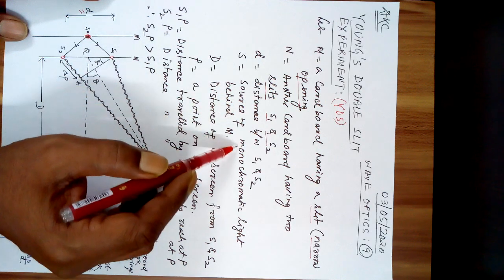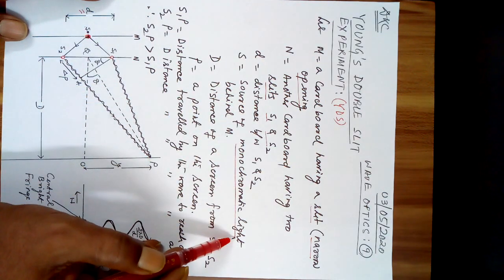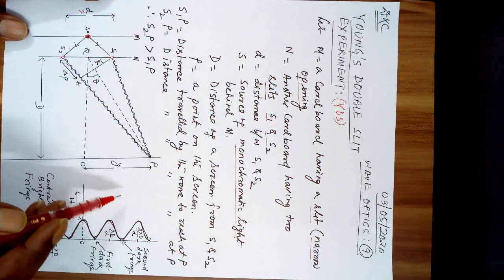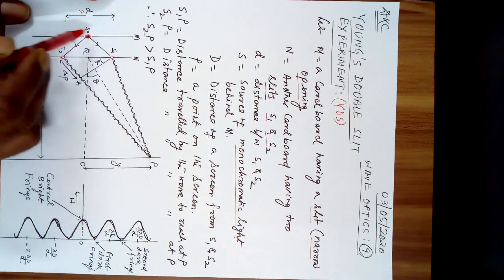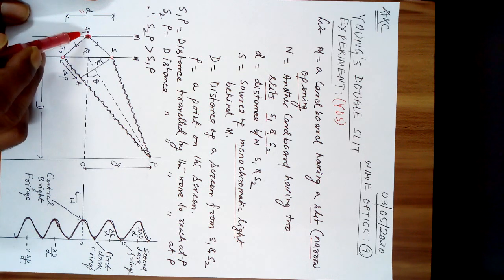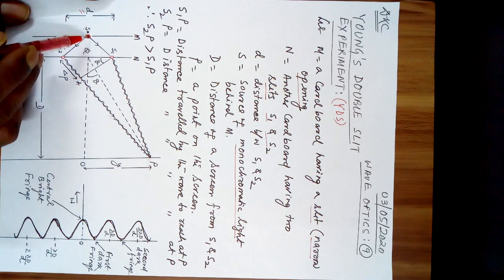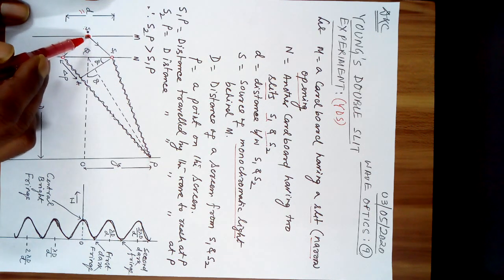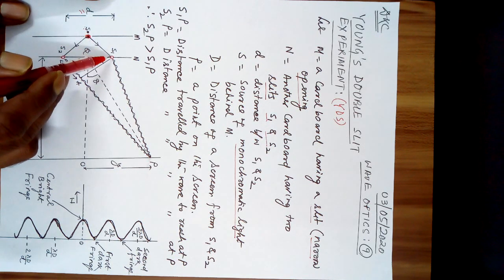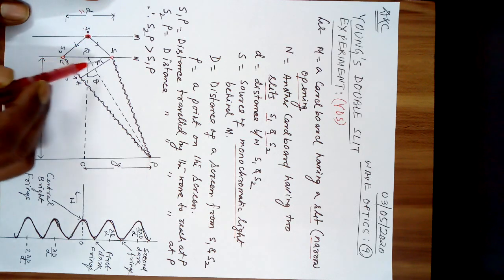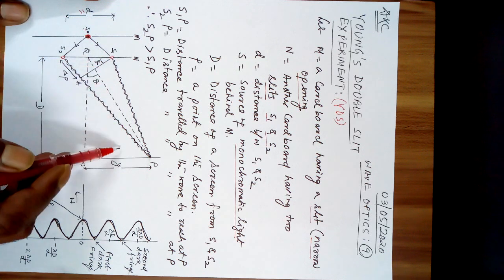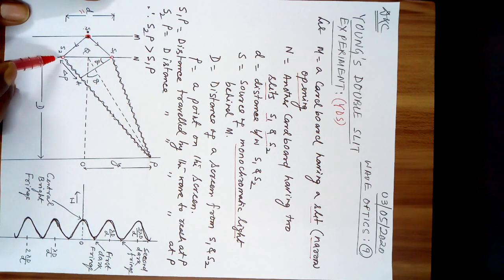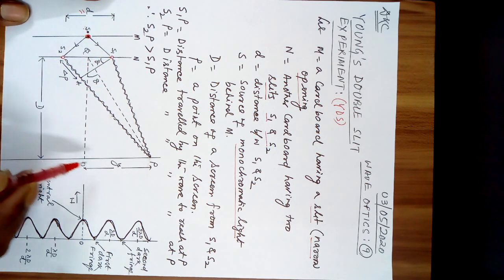Now S is a source of monochromatic light. Monochromatic means of single wavelength, either red or green or blue. It is just kept behind the cardboard M here. So light from this source will pass through this slit in all directions, and the light that is arriving here from this slit S1 will again travel to this side. From slit S2 also the light will travel to this side.